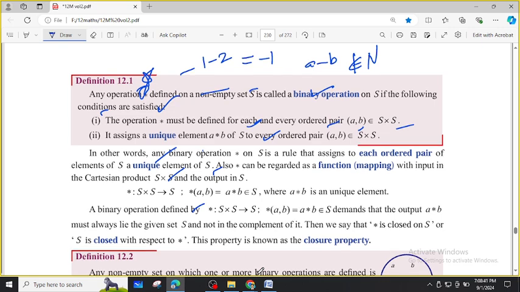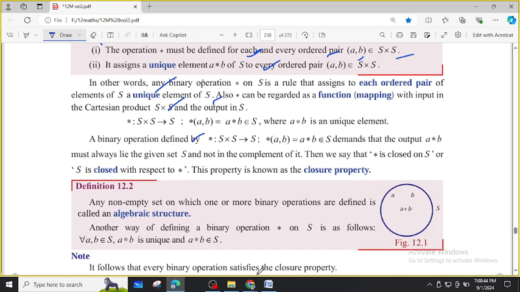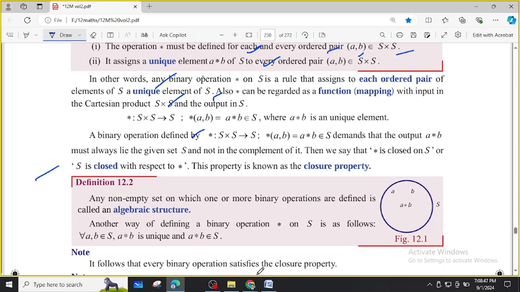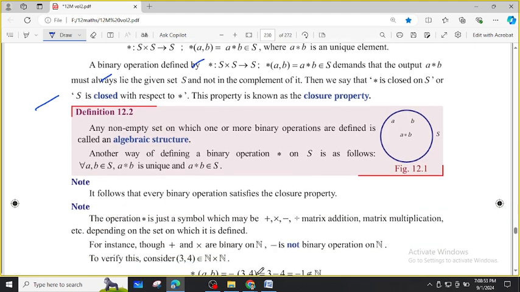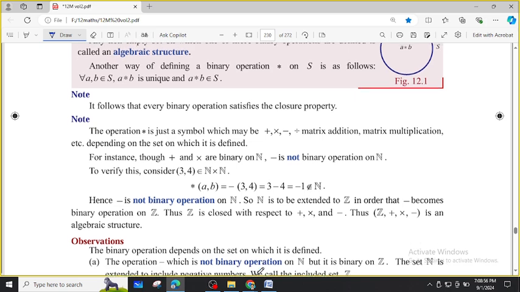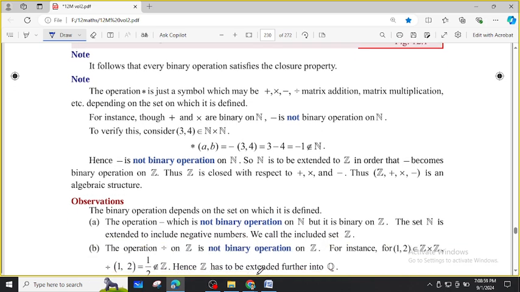Now let's see the closed property. What do you mean by closed property? A star b always lies in that set. That is called the closed property. So when you take the operation, the result should lie inside the set. Let's see some examples. Minus is not a binary operation on N. When you take the ordered pair (3, 4) in N cross N and compute 3 minus 4, it becomes minus 1. Minus 1 is not a natural number, it is an integer. So minus is not a binary operation on N.